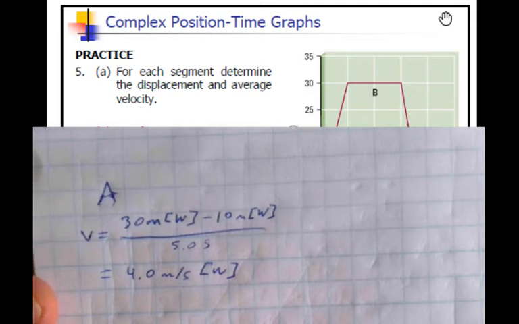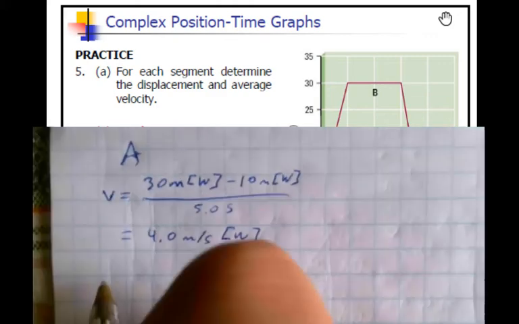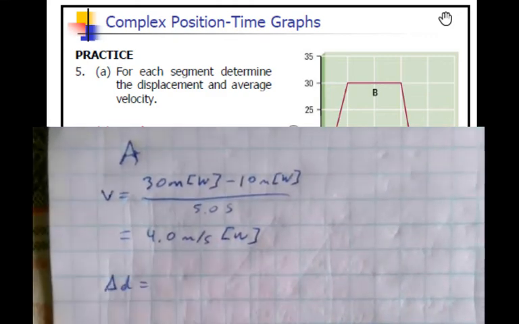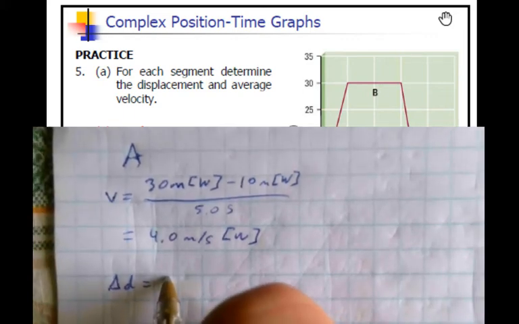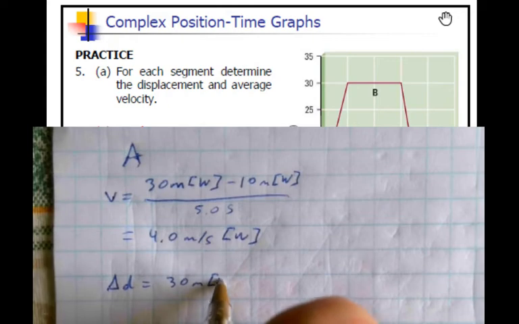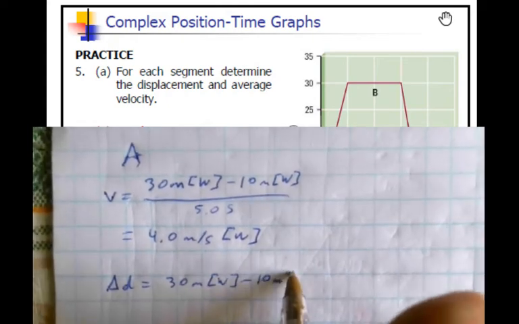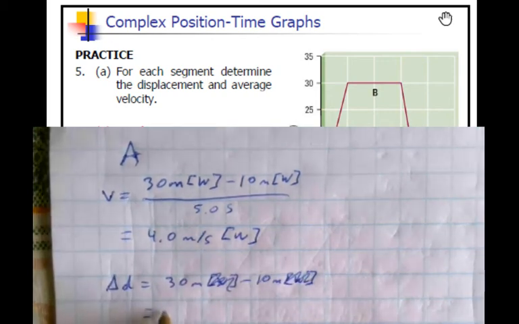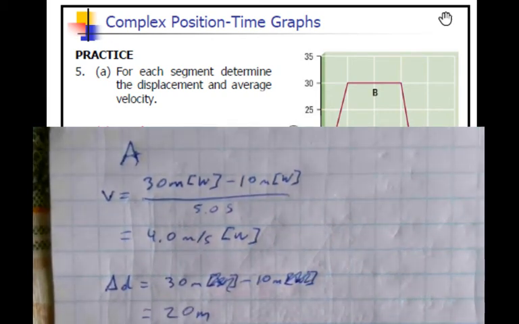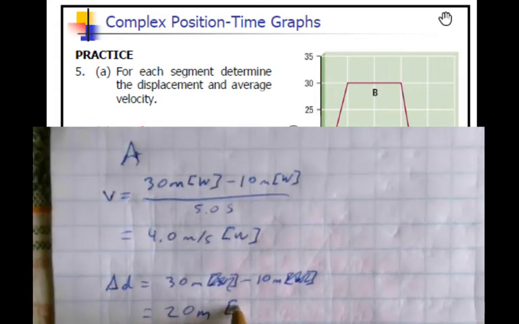For A, the change in position, the delta D, we have gone from 30 meters west minus 10 meters west. Actually, I shouldn't be concluding this direction here because we're looking at just a distance. That would be 20 meters. Actually, they do ask for the displacement, so that would be 20 meters west. I just read it again.